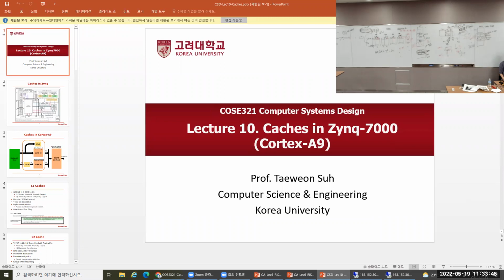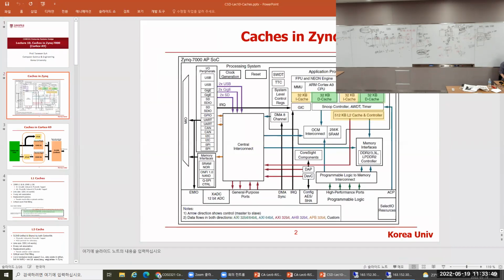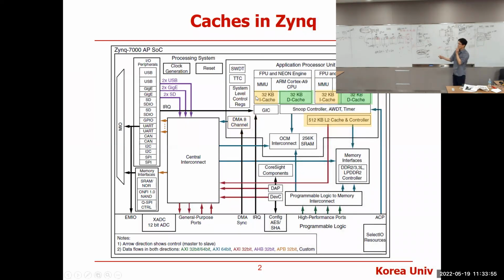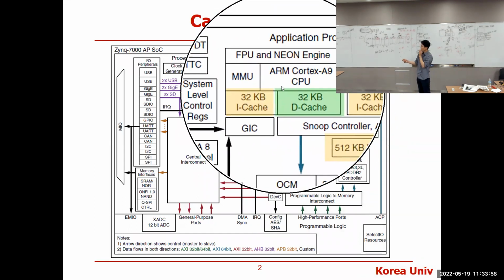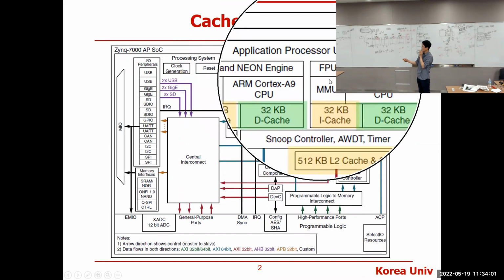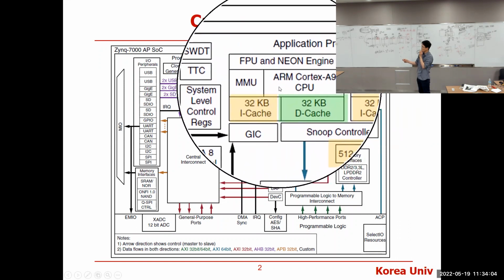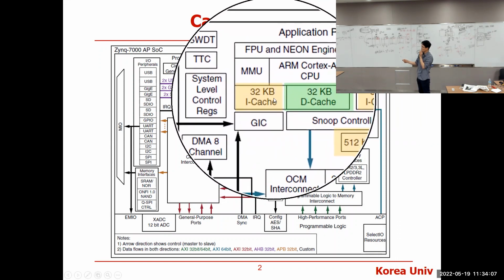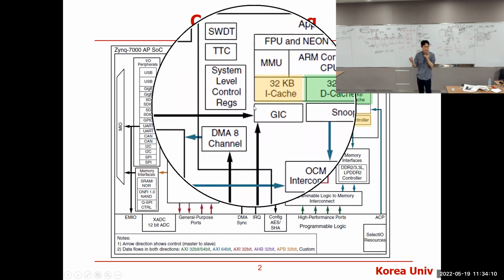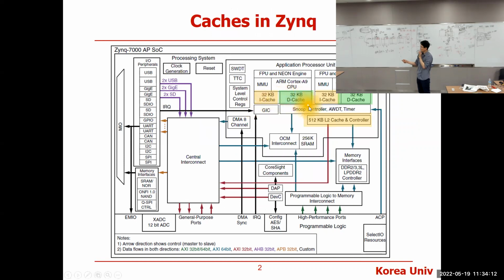Real example in our Cortex A9. In Cortex A9, this is the block diagram. You have two ARM CPUs, right? CPU 1 and 2. And each CPU has an instruction cache and a data cache, level 1. And then a level 2 cache, 512 kilobyte. That is a shared cache, shared by the two CPUs. It is serving two CPUs, and it is also a unified cache, level 2.